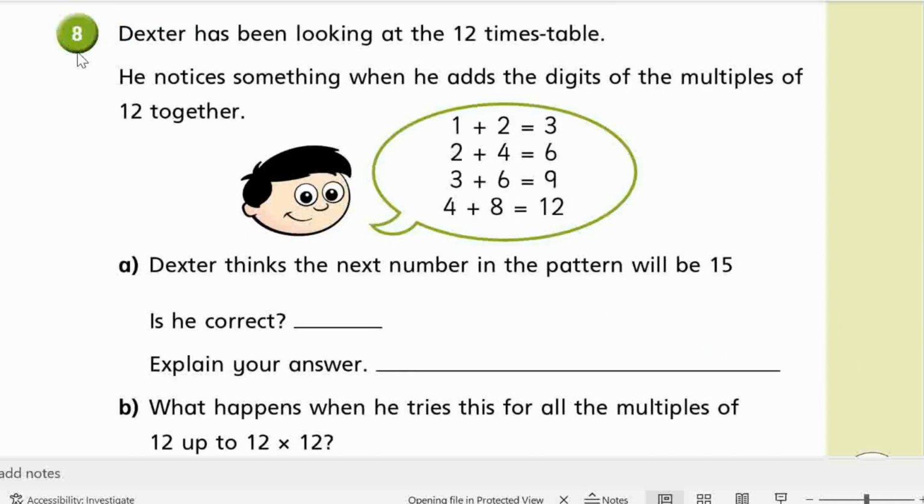Dexter has been looking at the 12 times table. He noticed something when he adds the digits of multiples of 12 together. Okay, this is what we looked at before a bit, didn't we? Dexter thinks the next number in the pattern will be 15.